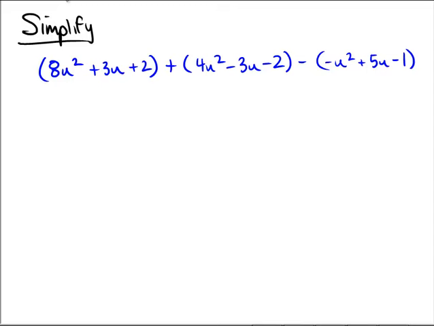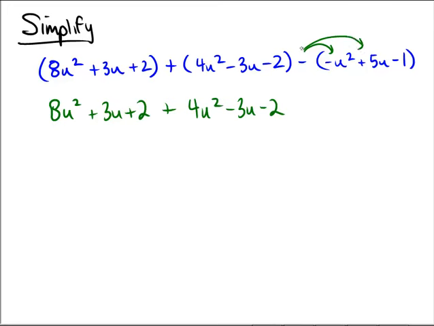So what I'm going to do here is look at this and first of all eliminate all of the parentheses. This one's positive, so I'll just call it 8u squared plus 3u plus 2. This one is positive, so I'll call it 4u squared minus 3u minus 2. This one, sneaky enough, is actually a subtraction. So due to the distributive property, I'm going to have to distribute that minus through.